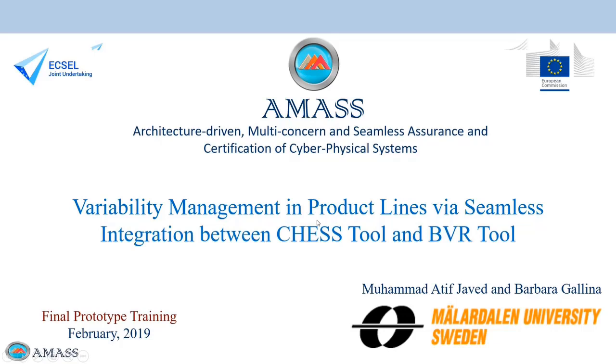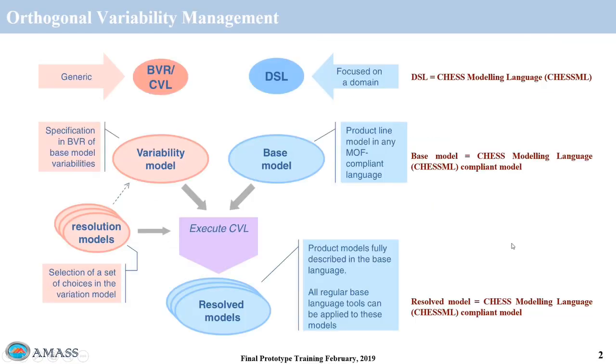This video focuses on product line engineering. To be able to establish the product lines, seamless integration between the Chess tool and the BVR tool is achieved. The base variability resolution language defines variability orthogonally for any meta-object facility-compliant model representing the base model. The generation of target configurations is performed with variability or VSpec, resolution, and realization.